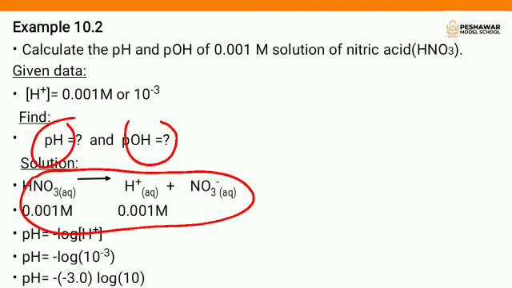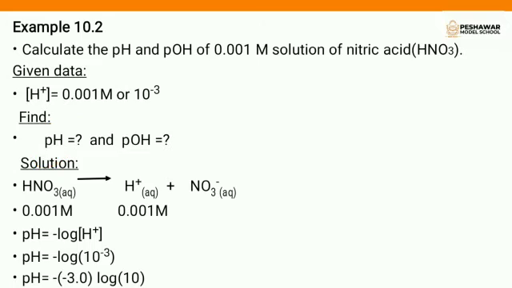HNO3 ionizes into hydrogen plus and NO3 minus in aqueous medium. When we dissolve nitric acid in water, it ionizes into hydrogen positive and NO3 minus. As we know, we define pH as minus logarithm of the molar concentration of hydrogen ions. The molar concentration of hydrogen ion is 10 power minus 3. So put the value in the formula. We will get pH is equal to minus log 10 power minus 3.